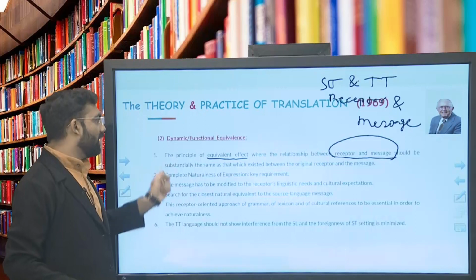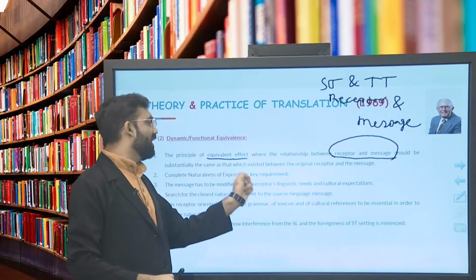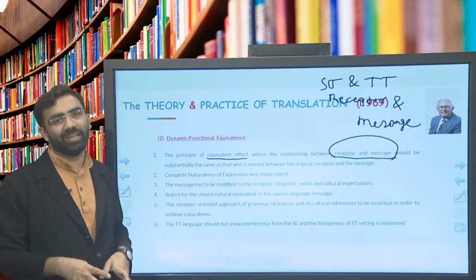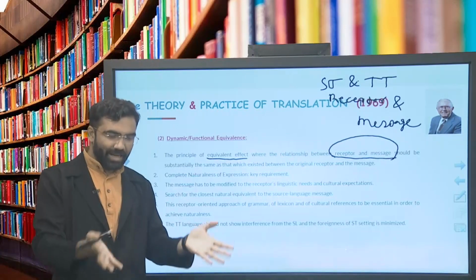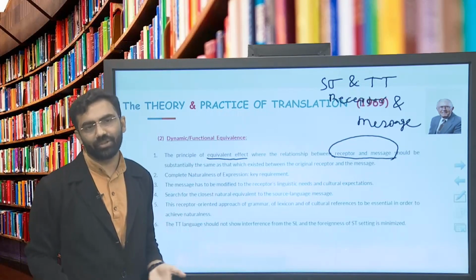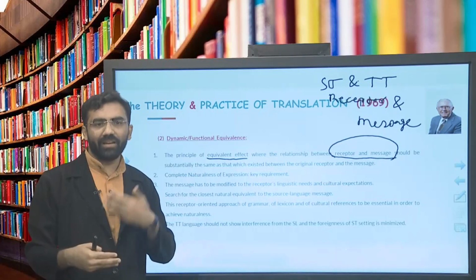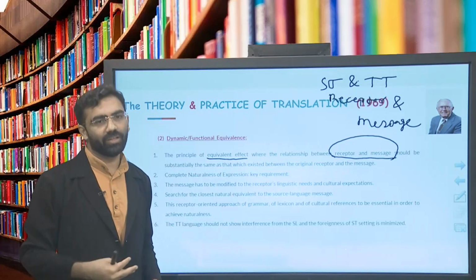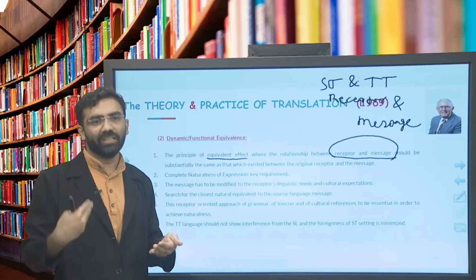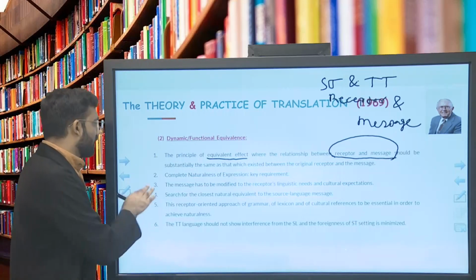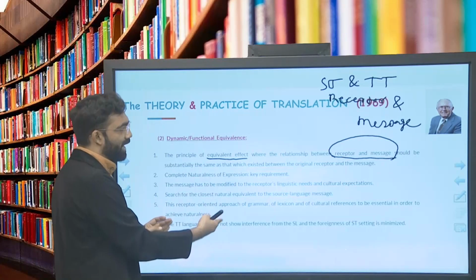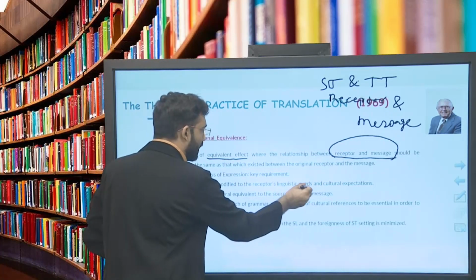So with this, what happens? That complete naturalness of expression is the key requirement. It should be natural, it should not be artificial. Then you will have a kind of a relationship with your audience. It should read naturally to you. The message has to be modified to the receptor's linguistic needs.